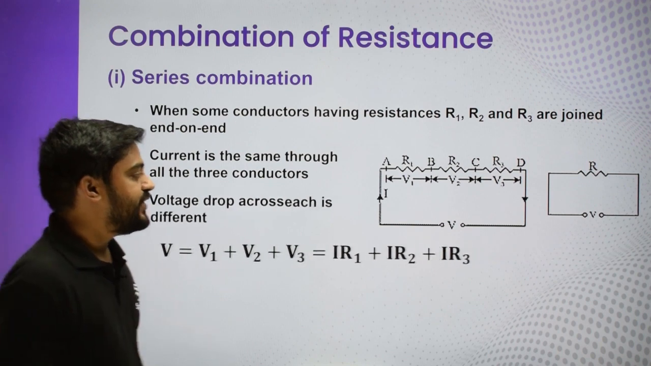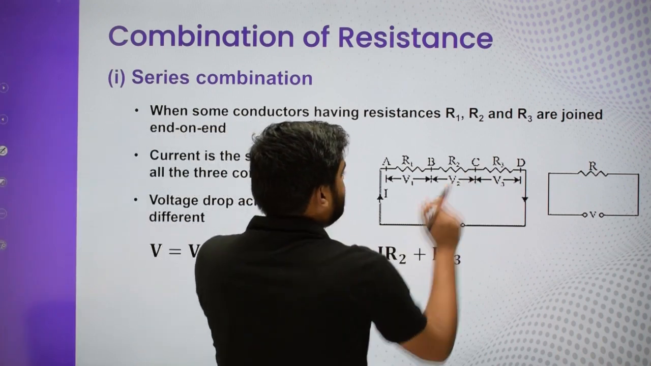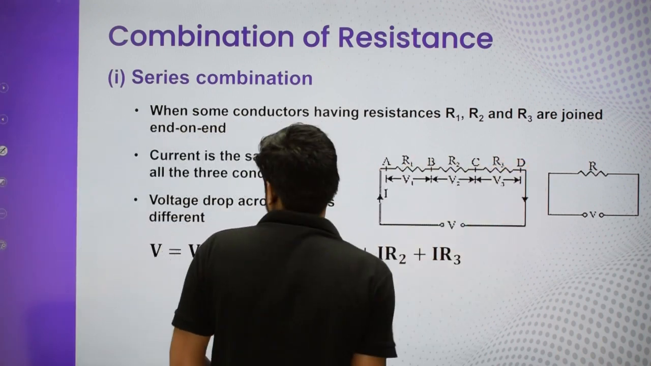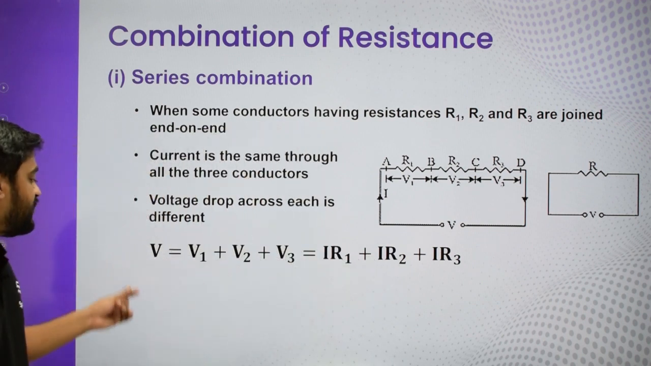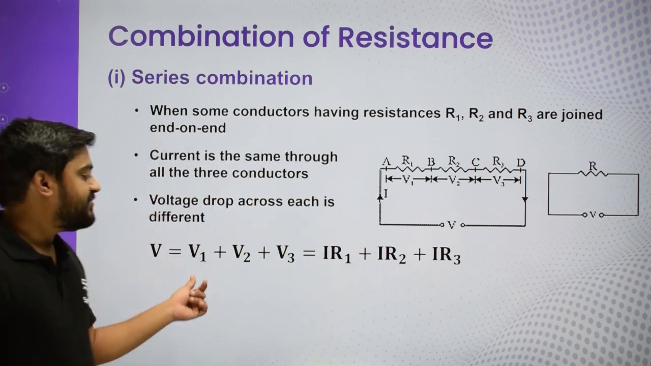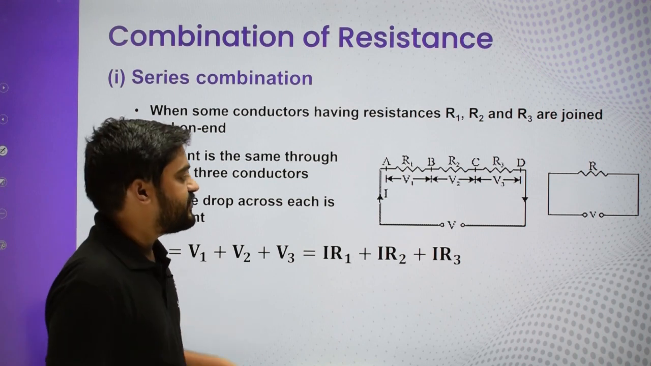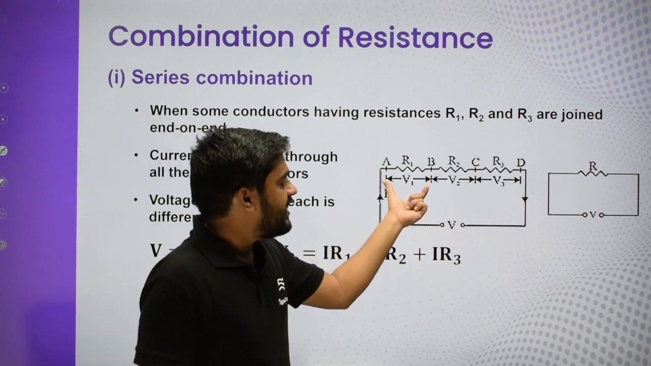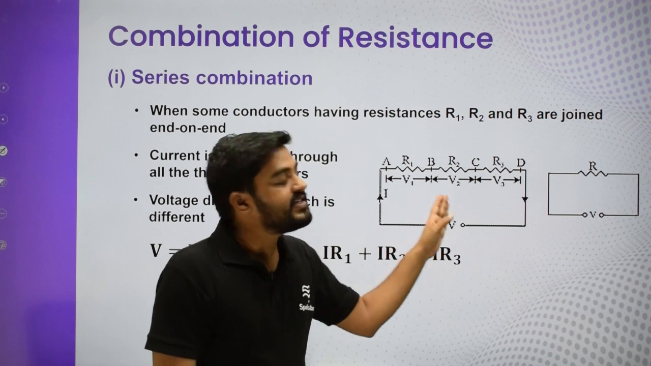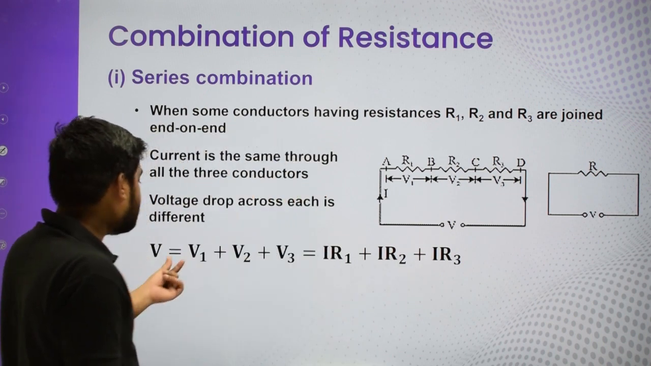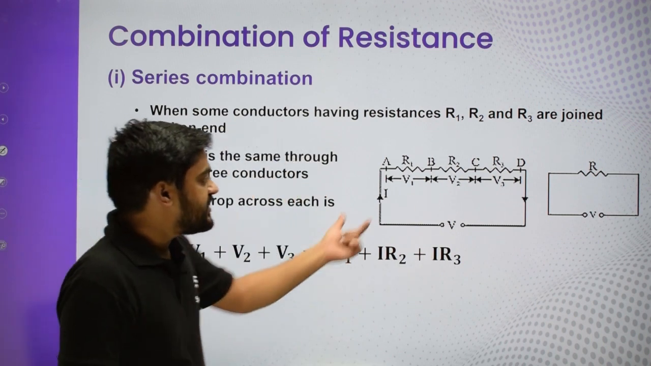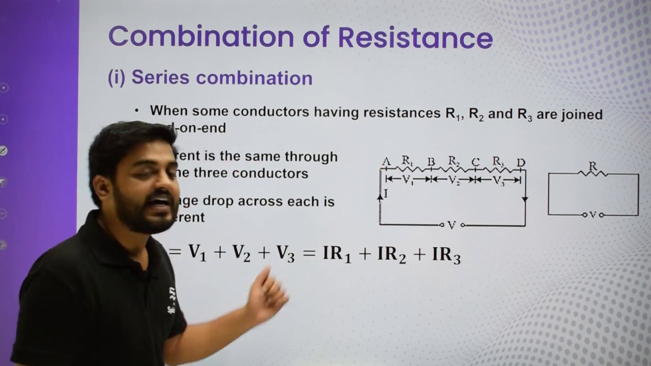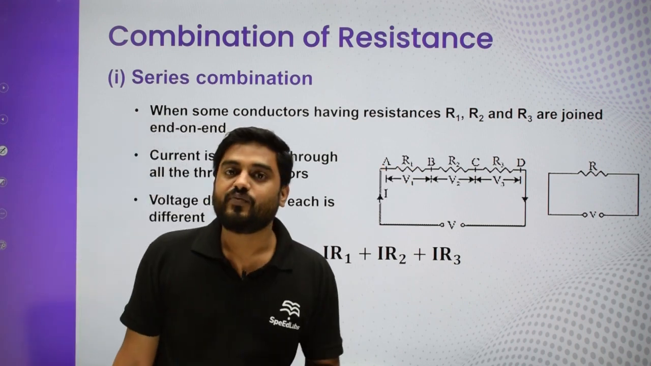Next, we are going to write the total voltage drop across all of them. Let us say the total voltage drop is V, and that is nothing but V1 plus V2 plus V3. So the total voltage drop is the addition of the potential differences across the individual resistors. And what is V1? Apply Ohm's law just for R1, so V1 is nothing but IR1. What is V2? IR2. And what is V3? IR3.